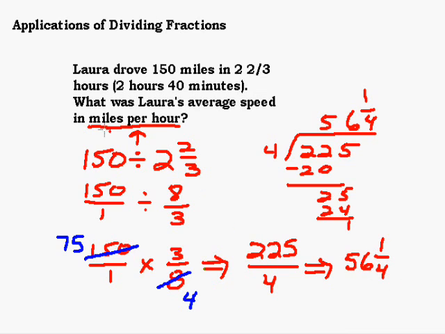Now what was this again? What was Laura's average speed in miles per hour? So this is her speed in miles per hour. 56 and 1/4. That's getting very, very precise. So right around 56 miles per hour I think would be safe.